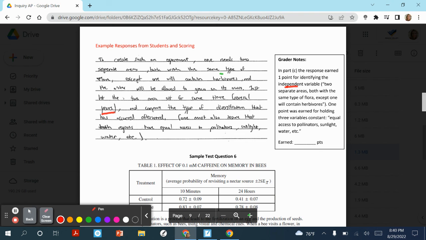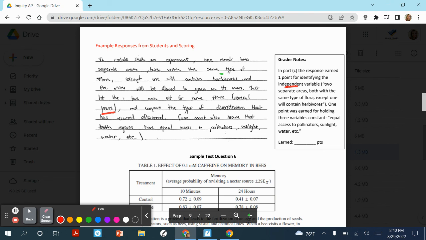Now it says compare the type of diversification. I have no idea what that means. What am I supposed to count? At the end of 3 years, I need to go and write down a number for the pasture with herbivores, and then a number for the pasture without herbivores. But they don't tell me what I'm supposed to count and write down.